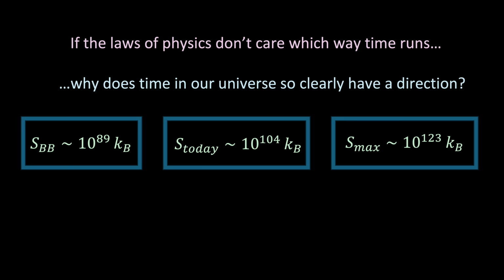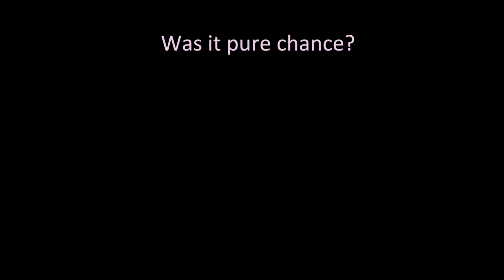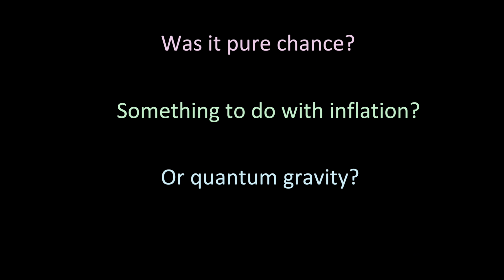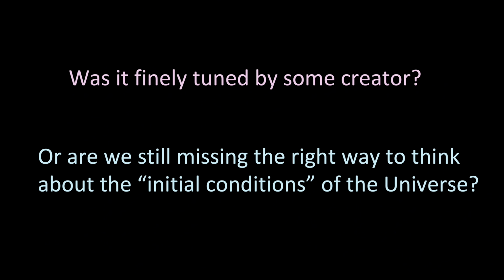But Penrose's argument also reveals something far more unsettling. Compared to what was possible, the initial state of our universe was extraordinarily special, roughly 1 part in 10 to the power of 10 to the power of 123. And so this raises a new, important, and still unanswered question. Why was the Big Bang so special? Was it pure chance? Or was it something to do with inflation or quantum gravity or the structure of space-time itself? Or was it finely tuned by some creator? Or are we still missing the right way to even think about the initial conditions of the universe?